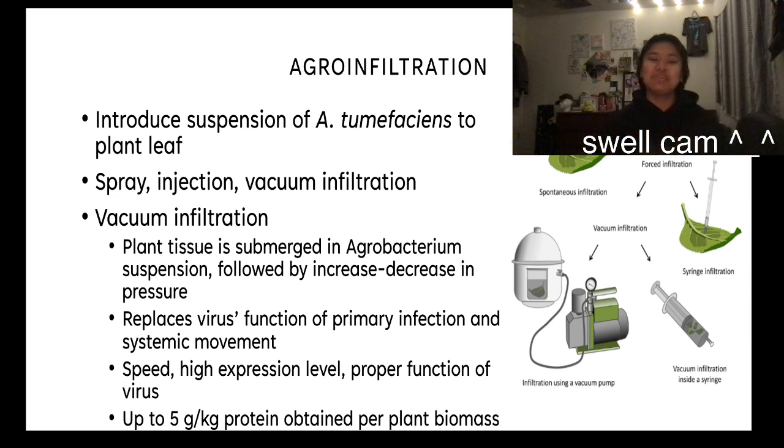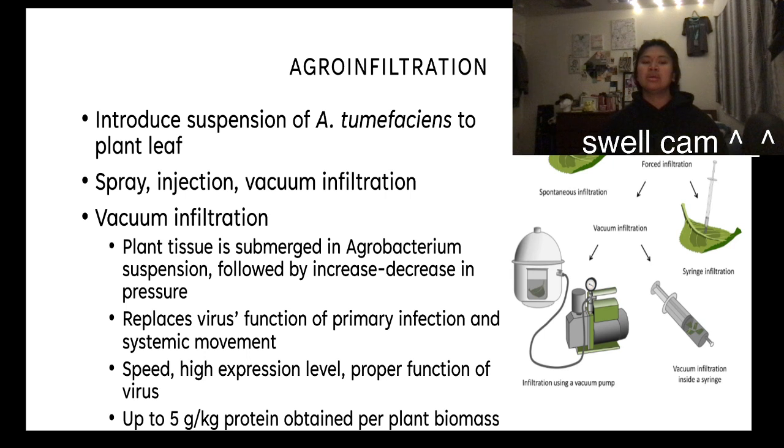And vacuum infiltration is where the plant tissue will be submerged into a vessel containing your agrobacterium culture. So the plant tissue will be fully submerged. And then within this vessel, there will be an increase and decrease of pressure to ensure that agrobacterium is fully facilitated all over your plant so that it covers all of your plant tissue.